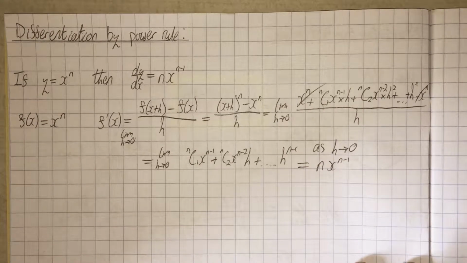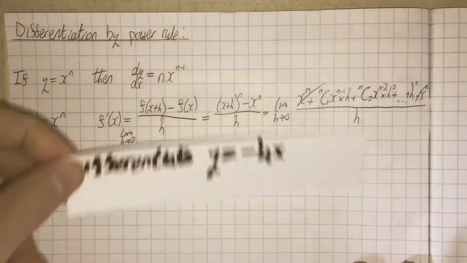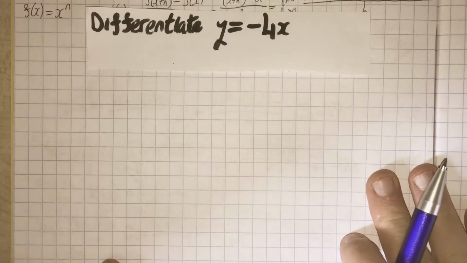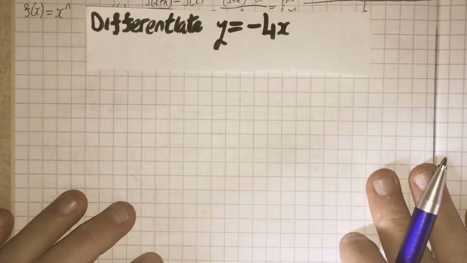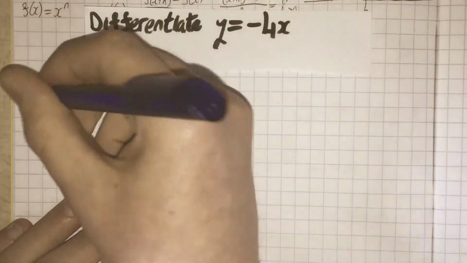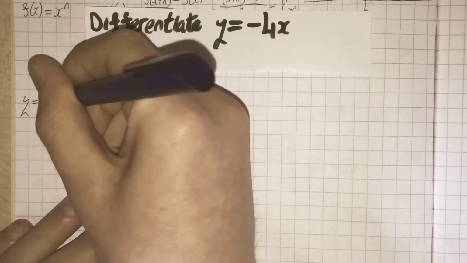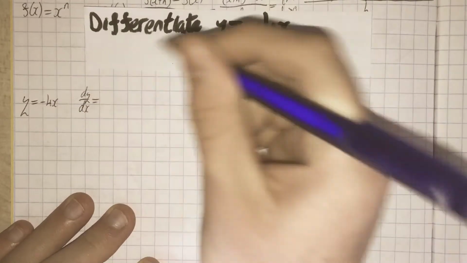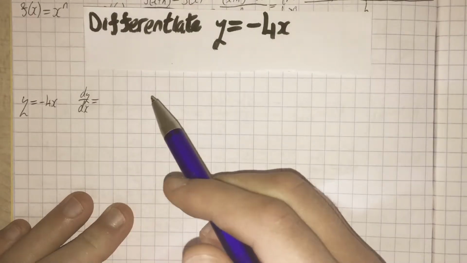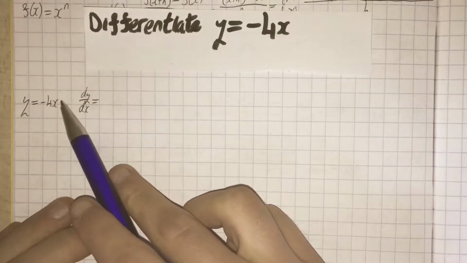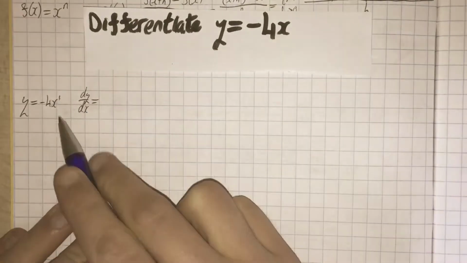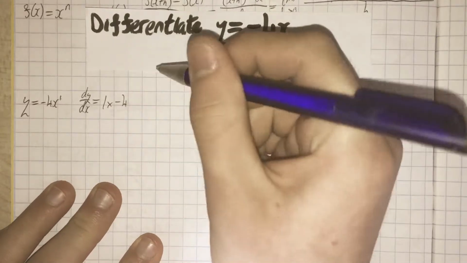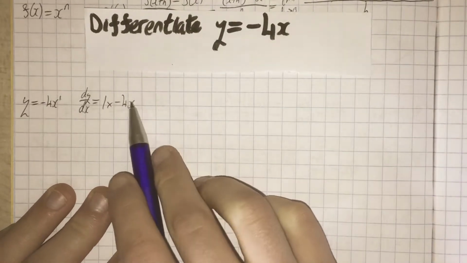So let's try our first example, shall we? Right. Differentiate y equals minus 4x. Okay then, so y equals minus 4x, which means dy/dx is going to equal, so if you remember the power rule, we times by the n, which is right here, which in this case is 1, it's x to the power of 1. So we times by that, so there's going to be 1 times minus 4x, and then we do n minus 1 for the powers.